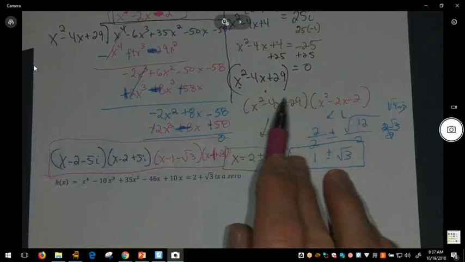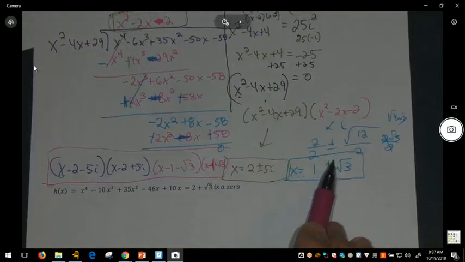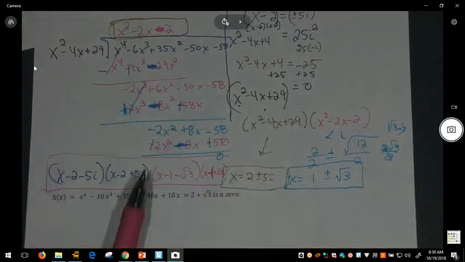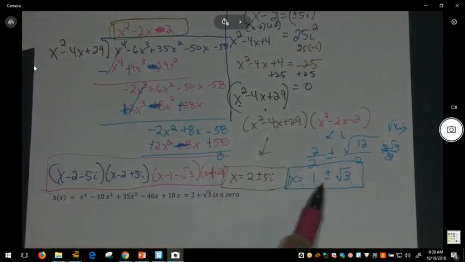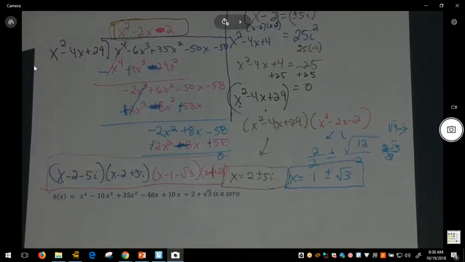Here are my irreducible factors, giving me these zeros. 1 was given, giving me these zeros we found after doing the long division. And then getting these equal to 0, we get our linear factors, doing them one at a time. I'm going to give 2 more examples of this.